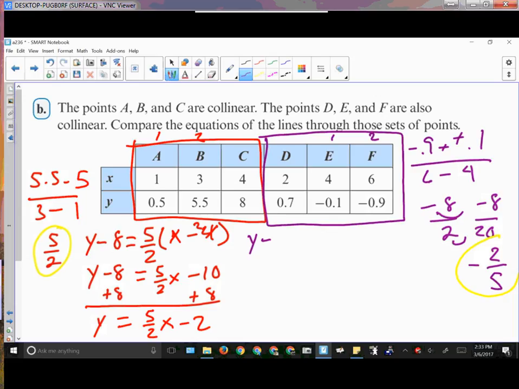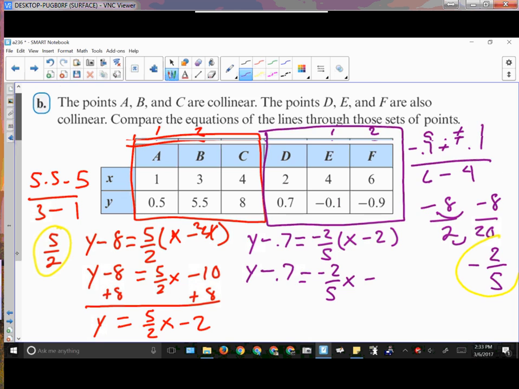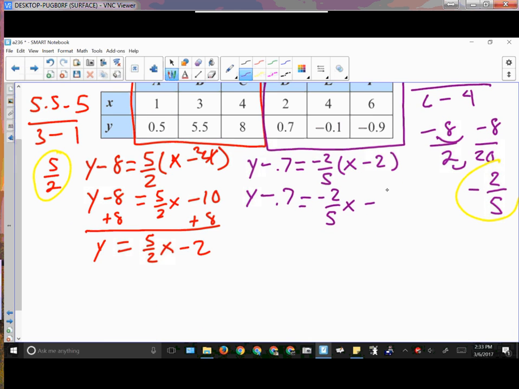Y minus. Unfortunately, there just isn't a nice and easy way of dealing with this, so I'm just going to use y minus 0.7 is equal to the slope, which is negative 2/5 multiplied by x minus 2. Okay. So that means y minus 0.7 is equal to negative 2/5 x minus, nothing I can really do here nicely, so that's going to be 4/5.